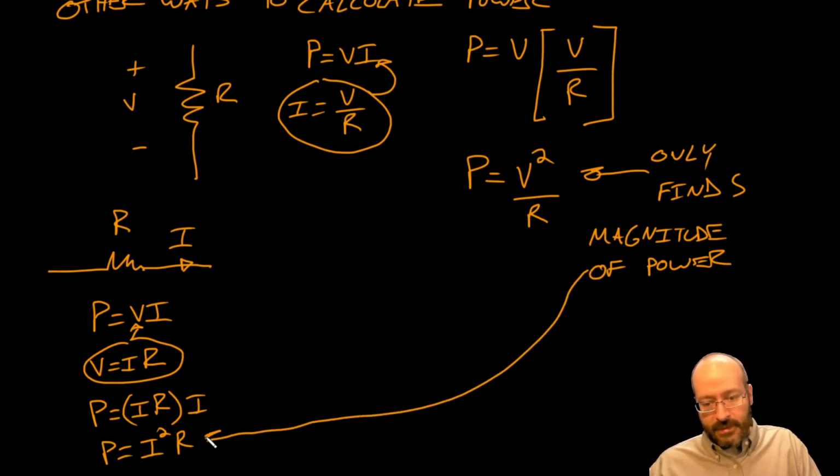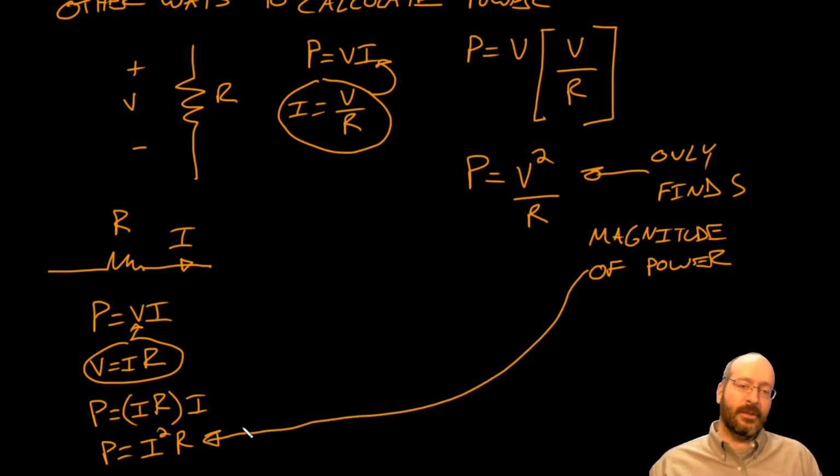Same problem, right? We're squaring I. We've lost the sign on one of the factors in that equation. So we've got to be careful with this. It's useful. I use it. I'm not going to pretend I don't use it, but I also know that it has a limitation. I don't know whether it's being supplied or dissipated when I calculate it this way.